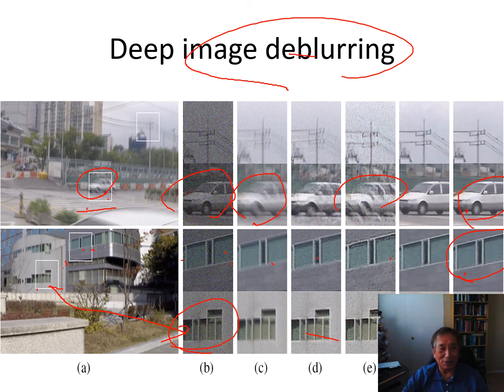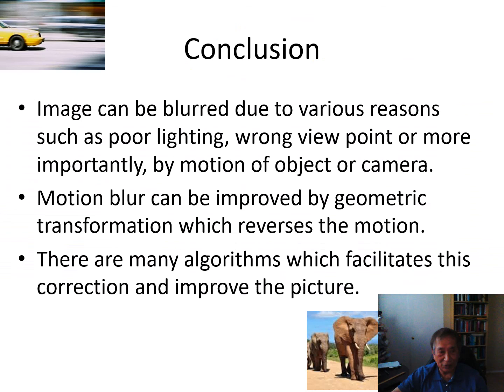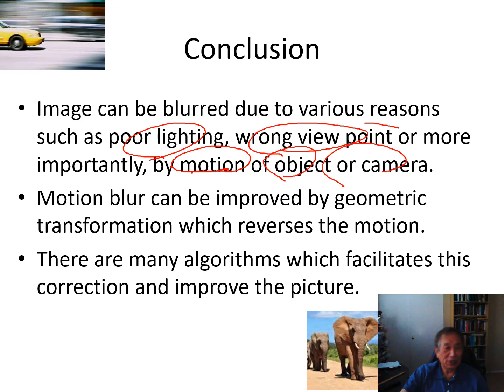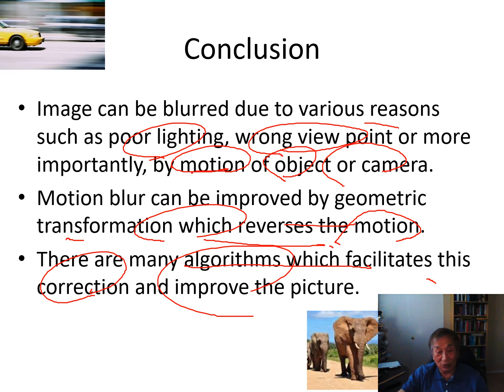Blur means fuzzy, and the fuzzy can be reduced. So, conclusion-wise, the image can be blurred due to various reasons, such as poor lighting, wrong viewpoints, or importantly, the motion of the object or camera, or both. So motion blur can be improved by a geometric transformation that reverses the motion. And there are many algorithms that facilitate corrections and improve the picture.